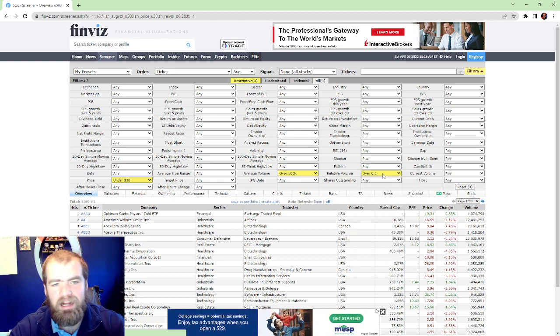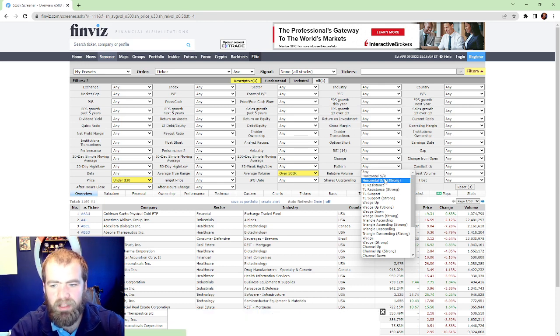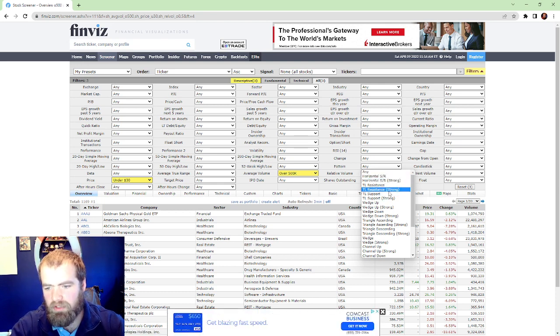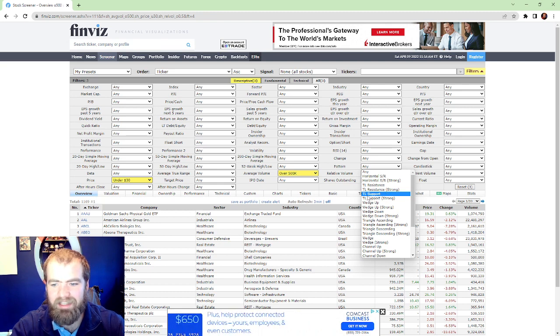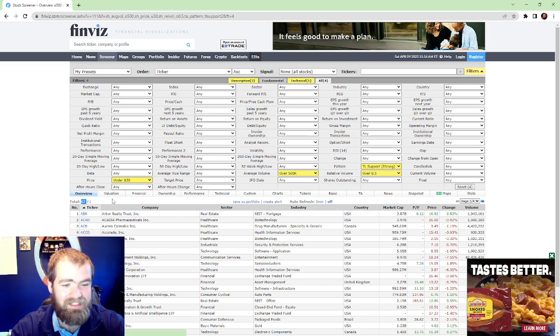Okay, I want to find stocks that are near and around support lines. If I want to buy into a stock, and if I want to short a stock, I want it near resistance. So I like to go horizontal S and R. This means support and resistance. Or another thing you can do is you can go trend line TL support, TL strong support. We'll do that one, and you can see it dropped it all the way from like 1,100 stocks to 62 stocks.